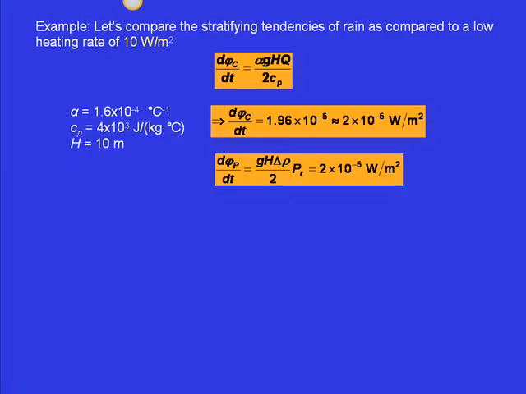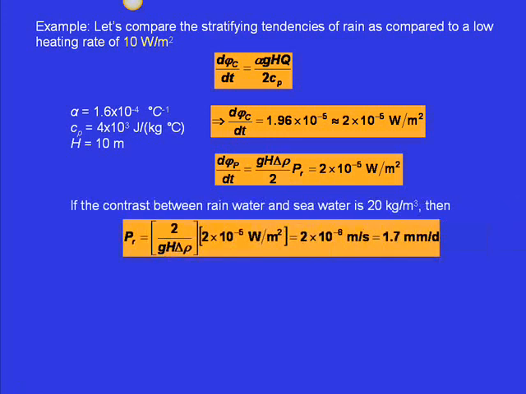20. Very good. Well, 20 is a nominal value. You can use somewhere in the vicinity of 20. So you can solve for the precipitation rate, and you'll get 2 times 10 to the minus 8 meters per second. Probably that doesn't mean anything to you. That means 1.7 millimeters per day.